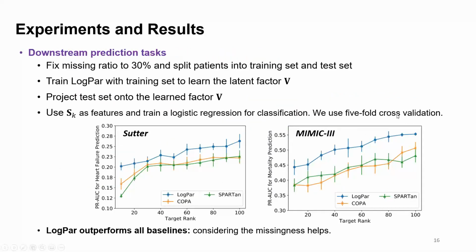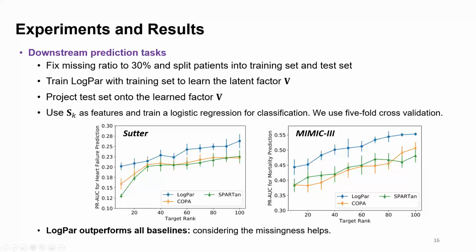We also performed several downstream prediction tasks. We first fixed the missing ratio to 30% and split the patients into a training set and a test set. We first train LogPar on the training set to learn the latent factor V, and then we project the test patients onto the learned factor V. Then we use the diagonal S_k as features and train a logistic regression for classification.